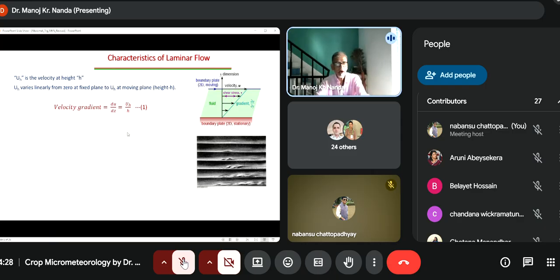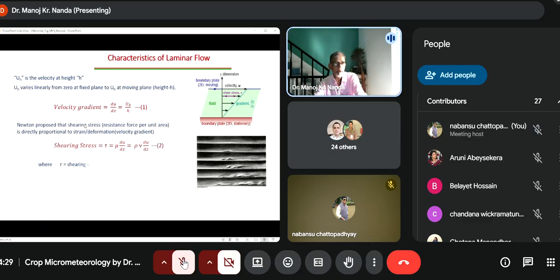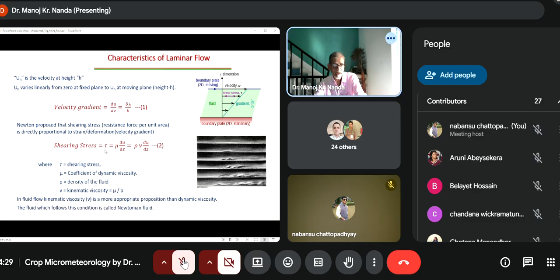Now this velocity gradient is caused because the surface is absorbing some momentum. The surface is absorbing some force. So Newton said that this is called shearing stress, meaning force absorbed per unit area. This shearing stress is tau, and it is proportional to the shear. Actually, deformation is caused by the force, so force is proportional to the amount of deformation, and this proportionality coefficient is called your coefficient of dynamic viscosity.